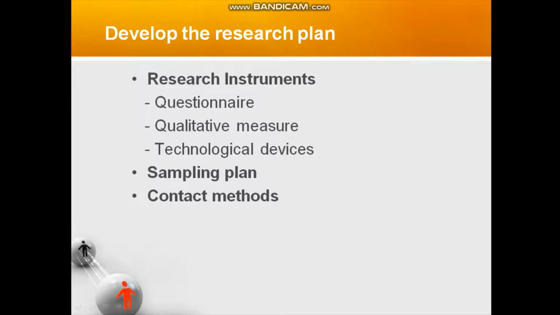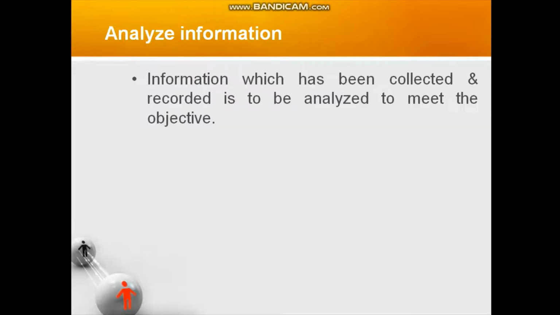Then we should also focus on the research instruments, how we are going to collect the data. It can be through questionnaires, qualitative measures, or technological devices. Also, sampling plan and contact methods. The next step is the information which we have got; we need to analyze that information. This information which has been collected is recorded for analysis so as to meet the objective.